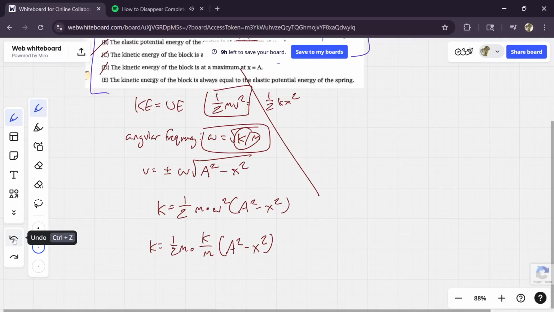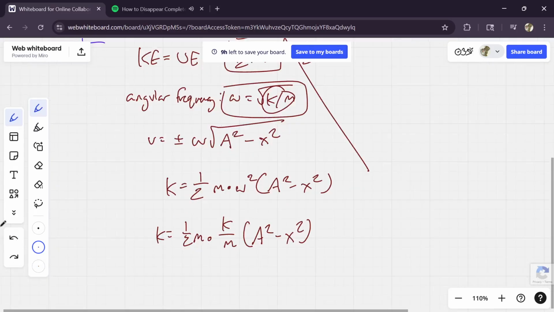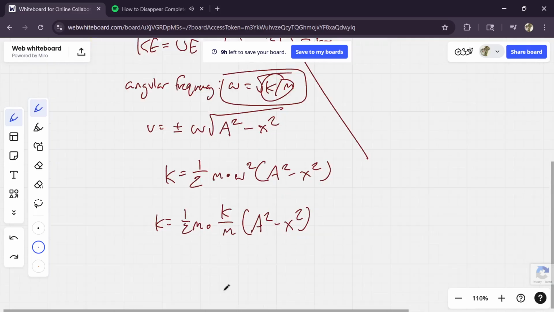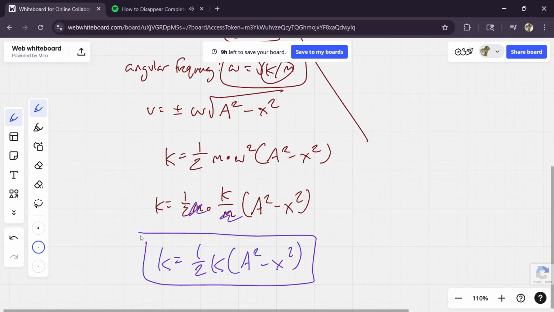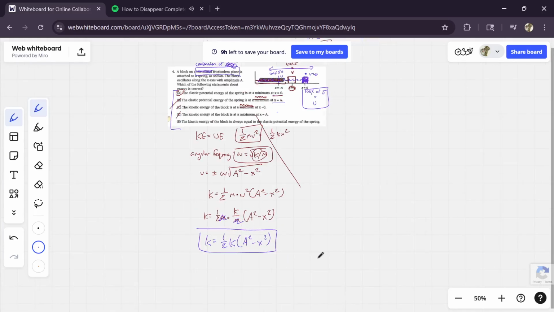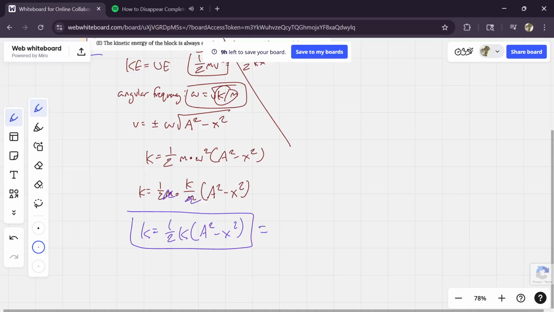After that, you just cancel out the m's. So this one goes away, this one goes away. You get K is equal to 1/2 k times capital A squared minus x squared. It's a capital A, sorry. So this ends up being our kinetic energy formula. And you can set this equal to 1/2 k x squared, which is our elastic formula.